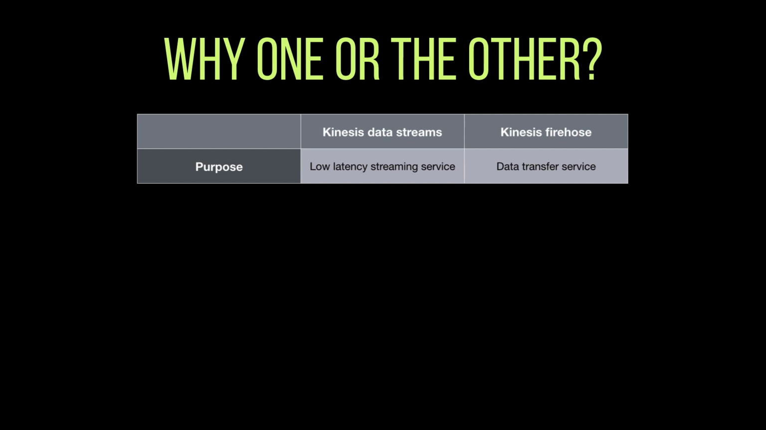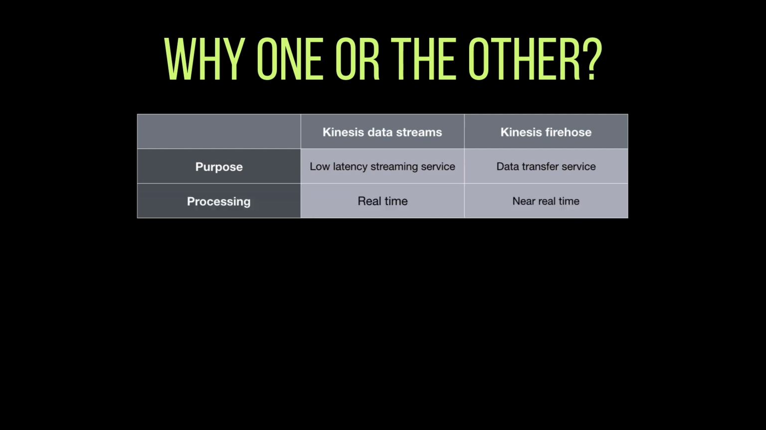Until here, it sounds very much the same. But the more we go down in this list, the more you will see the difference. What is the processing time? The processing time for Data Streams is real time, around 200 milliseconds of latency, and it can go even lower. And for Firehose, it's near real time. You have to define the buffer size or the buffer time for getting those events.